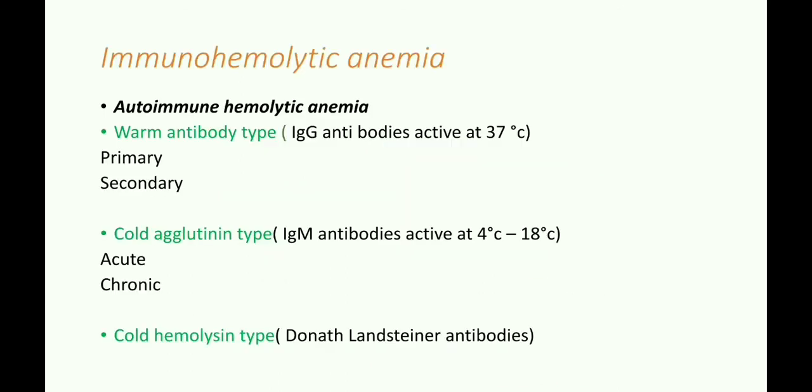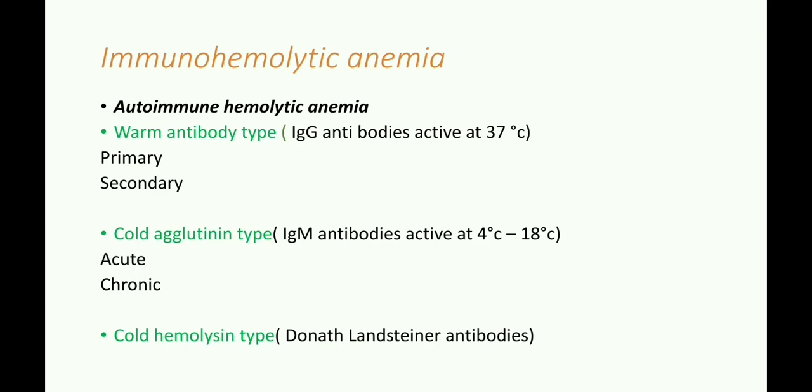Now let us learn about immunohemolytic anemia. We have already seen that it is an extracorpuscular defect. That means the defect is outside the red cells. Here it is immune mediated. The hemolysis is immune mediated. That means the destruction of RBC is mediated by some antibodies that bind to the RBC.